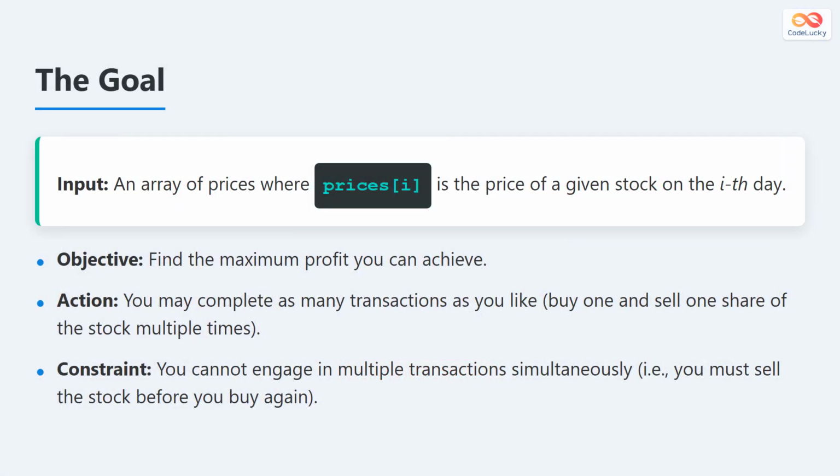Let's first understand what we are trying to achieve. We are given an array of prices where each element represents the stock price on a specific day. Our goal is simple: maximize our profit. The key twist here is that we can buy and sell as many times as we want, but we can only hold one share at a time.